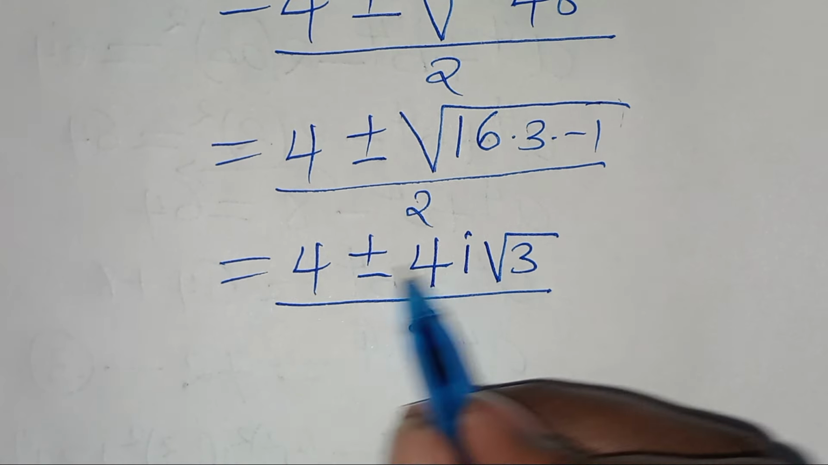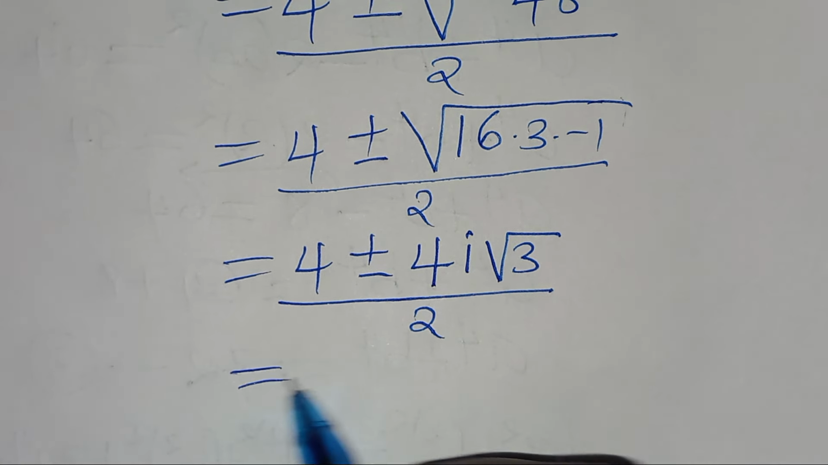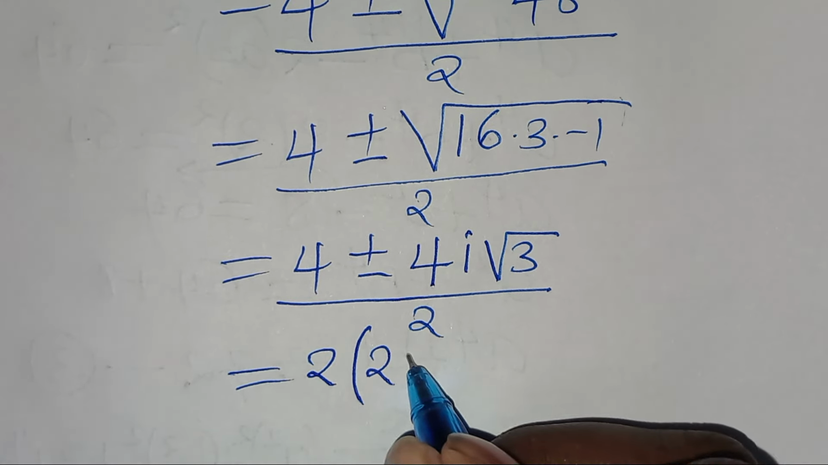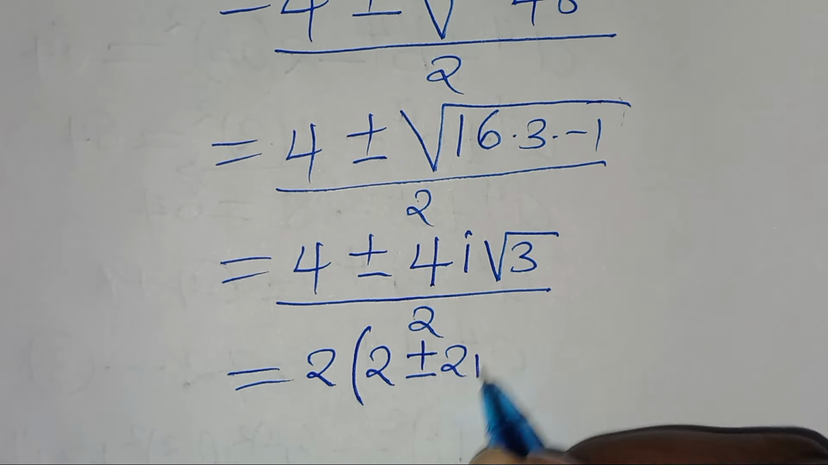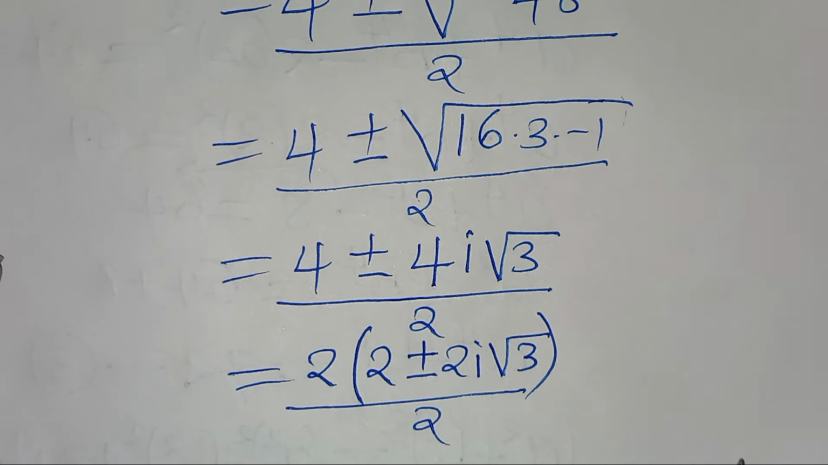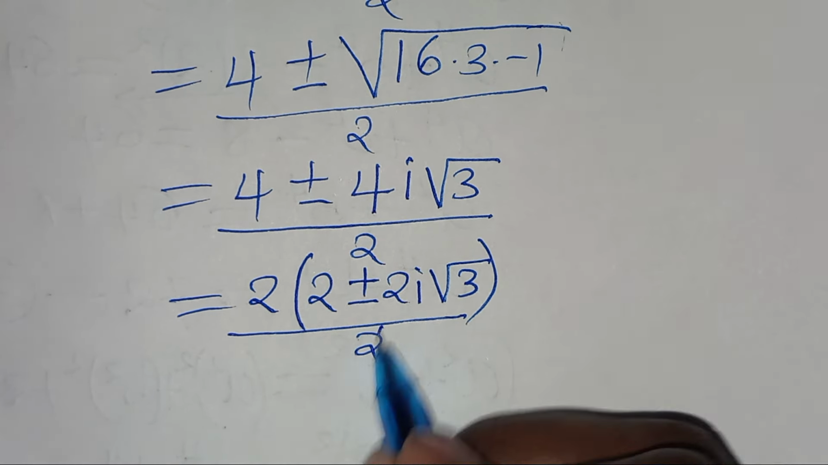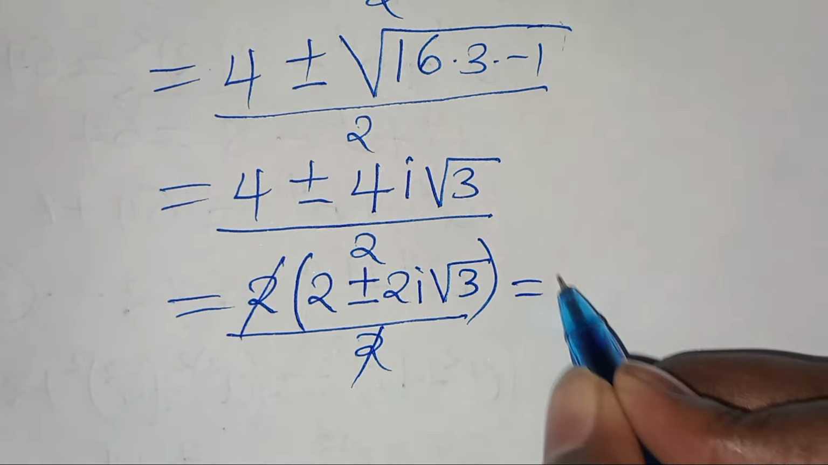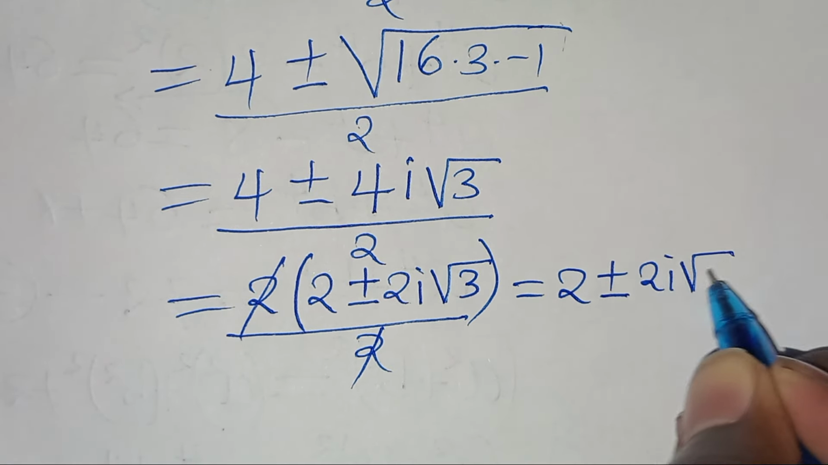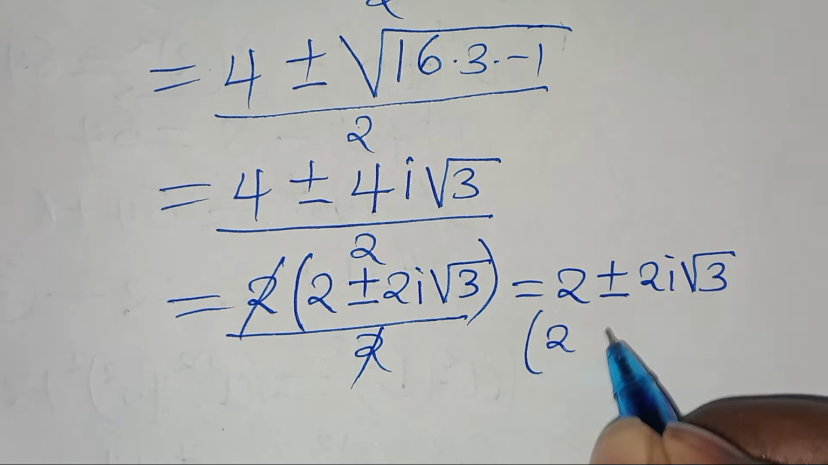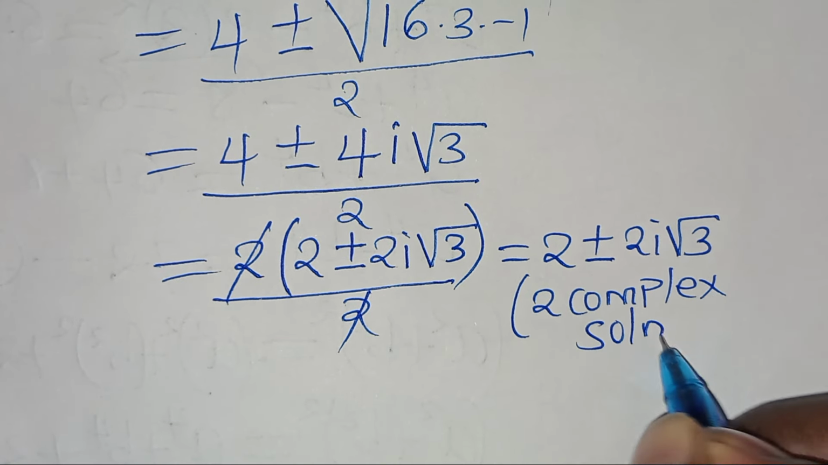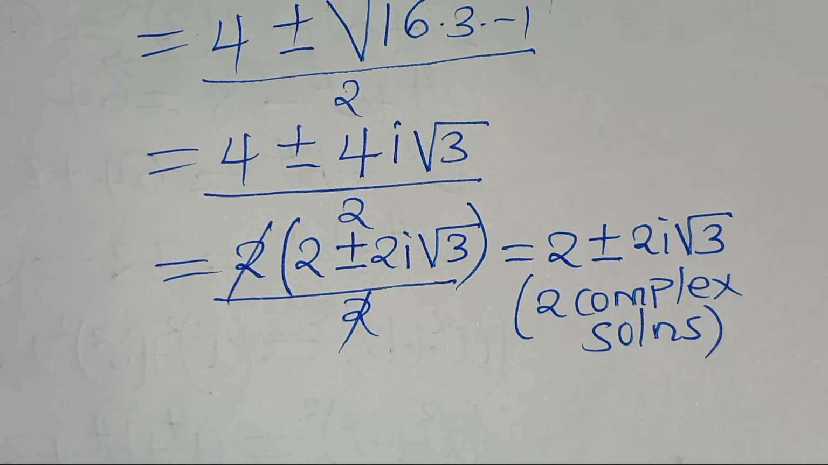Now, we can factor in the numerator here, we can factor out 2, so that we have 2 in the parentheses. This is 2 plus or minus 2i square root of 3 divided by 2. So if we simplify here, then we have 2 plus or minus 2i square root of 3. Now these are two complex solutions under case 1.